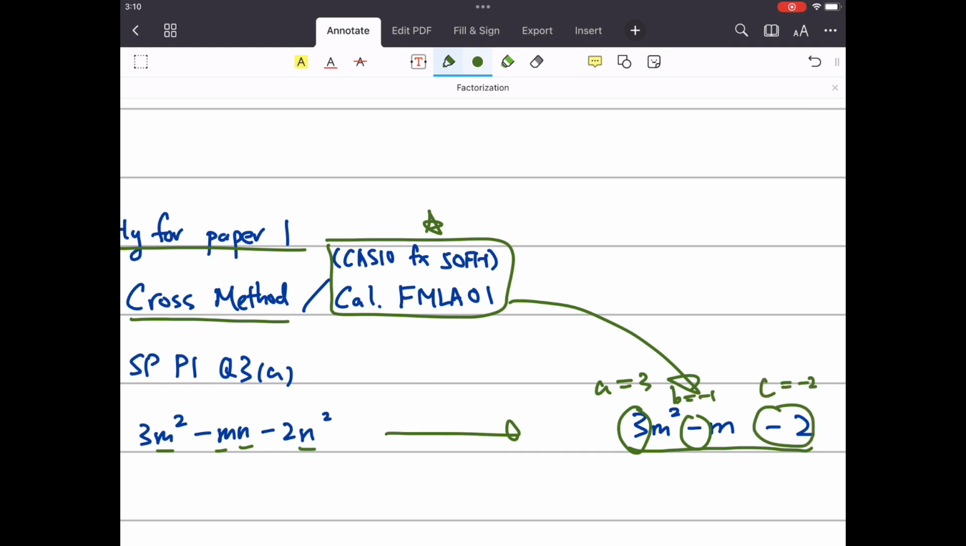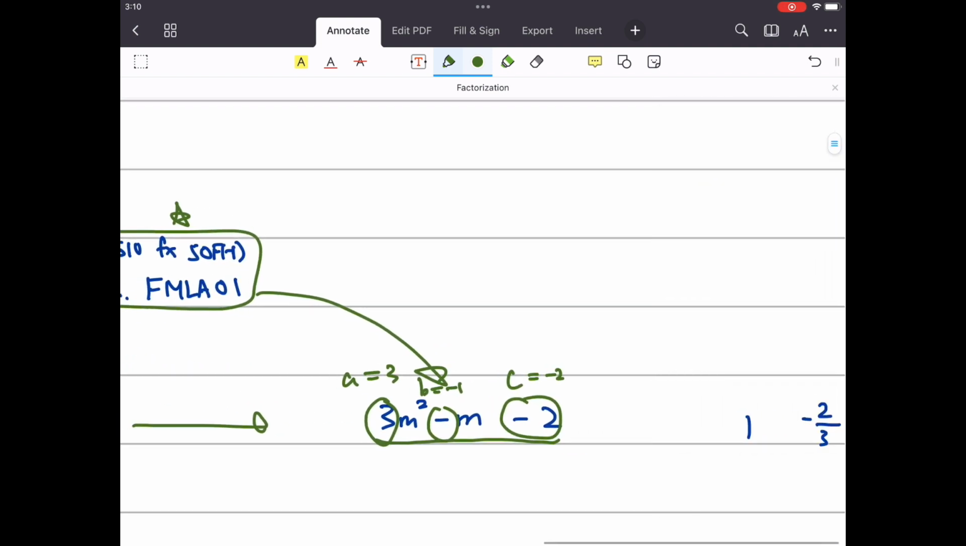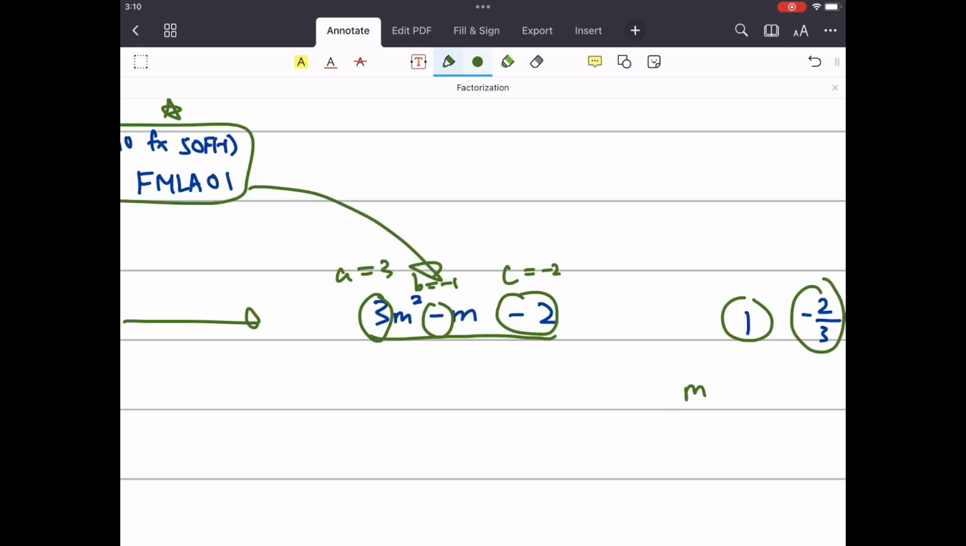If you execute the program, you will get the two answers, 1 and -2 over 3. It means that the roots are m equals 1 or m equals -2 over 3. Here, m equals 1, we move the 1 to the left and we will get m minus 1 equals 0. The first part, m minus 1, is actually the factor, so we copy it down.